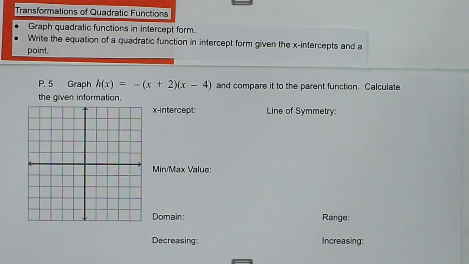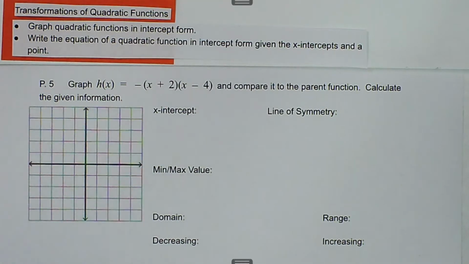We are talking about transformations of quadratic functions. We want to graph quadratic functions in intercept form, and we want to write the equation of quadratic functions in intercept form given the x-intercepts and a point. So we have: graph h of x equals negative (x plus 2) times the quantity (x minus 4), and compare it to the parent function. And we want to calculate the given information.